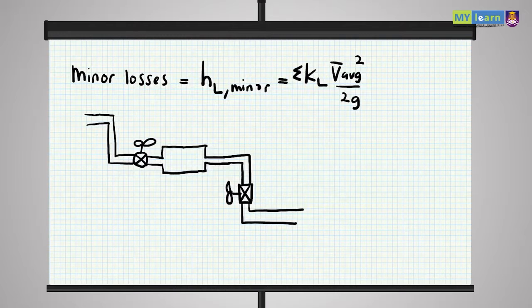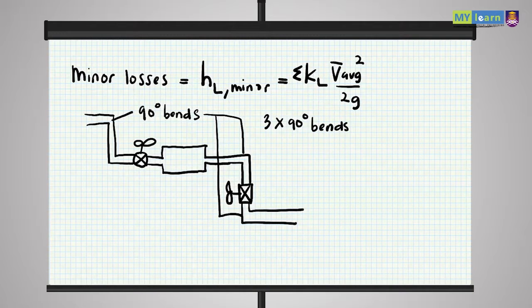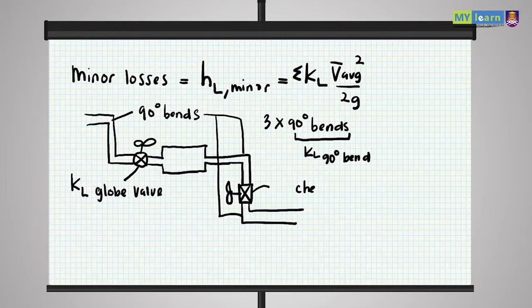So the KL for different types of passes will be different. For example, this is a 90-degree bend, this is also a 90-degree bend, and this is also a 90-degree bend. So over here we have 3 90-degree bends, and each bend will have the same KL, or we call it KL 90-degree bend. For example, we have here a globe valve, and the globe valve will have its own KL globe valve, and this one, for example, a check valve. For the check valve, we have our own KL for check valve.